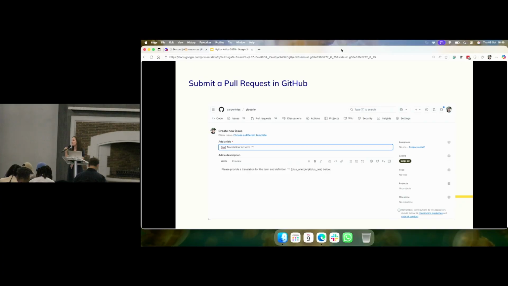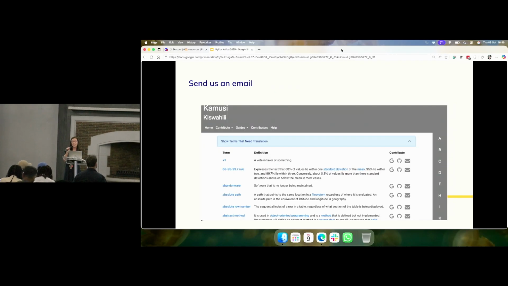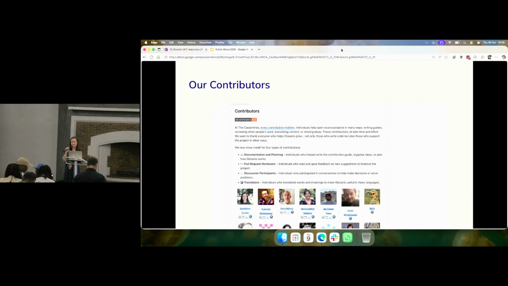Next up, you can submit a pull request in GitHub. There's a detailed instruction manual on our website. You can download that and work through it to make the pull request. The next one is email us. Also include your GitHub account, because we would like to acknowledge your contribution.